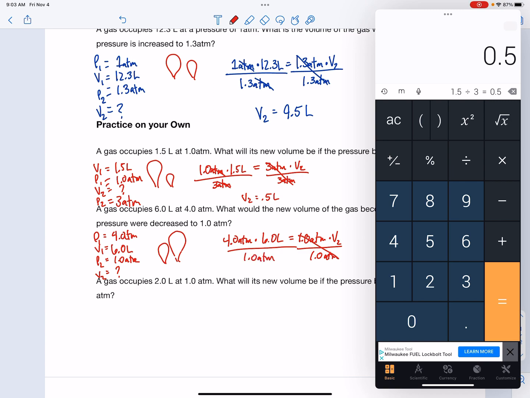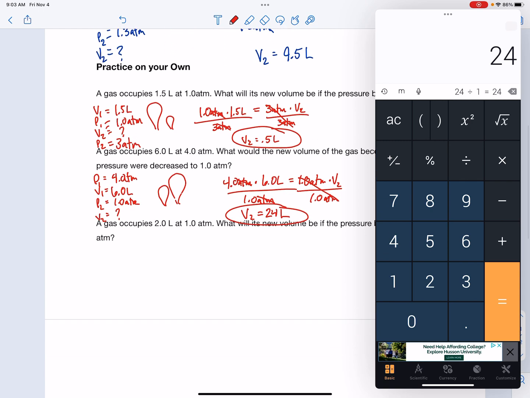So we're going to go 4 atmospheres times 6 liters. That's 24, divided by 1. We know the answer there. That's going to be 24. Our final volume is equal to 24 liters, right? Because, again, atmospheres cancel out. We're solving for volume, so it's got to be 24 liters. And that makes sense, right? We started out with 6 liters. Now we have a quarter of the pressure, so we have 4 times the volume. They're inversely proportional to each other.